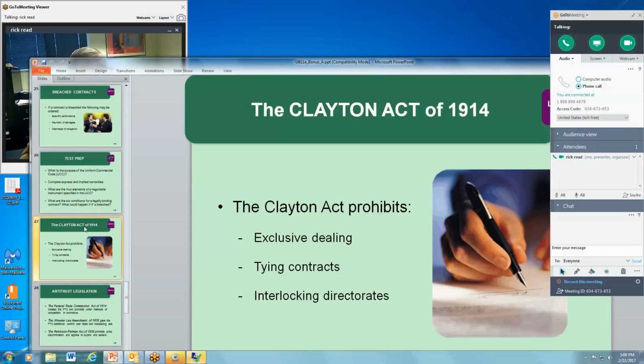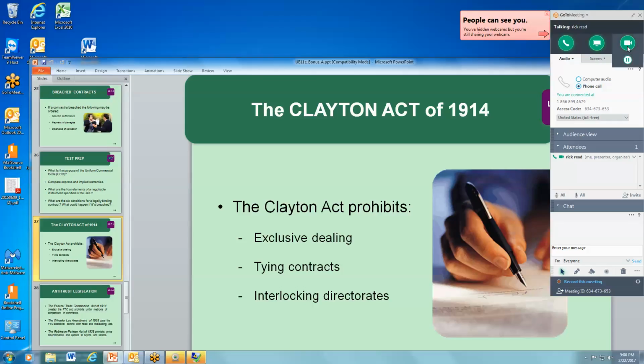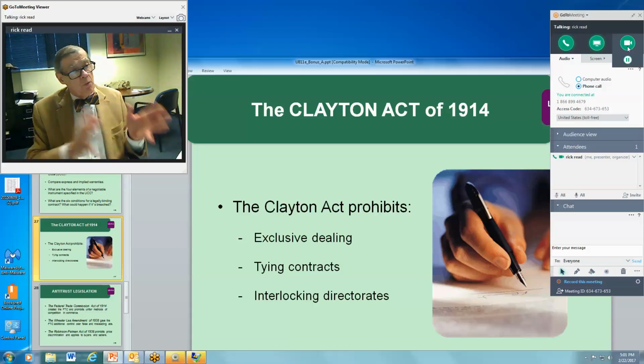All right, now we're going to talk about the Clayton Act of 1914. This is things that really help the consumer. It outlawed exclusive dealing, tying contracts, and interlocking directorates. It's a little more complicated than what we have here. The interlocking directorates were a number of companies that came together, really didn't used to be together, but it caused people to pay more money for things. Same way with tying contracts.